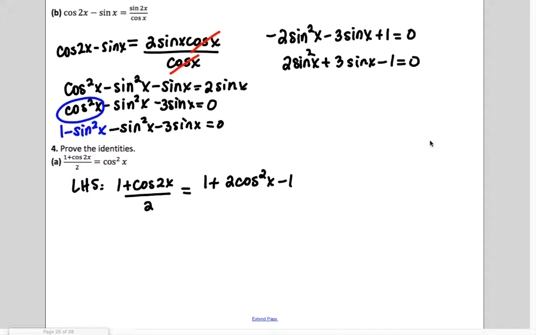So 2 cosine squared x minus 1 all over 2. Our 1 minus 1's go away. And our 2 over 2's go away. So we end up with cosine squared. Is that what we wanted? Yep.